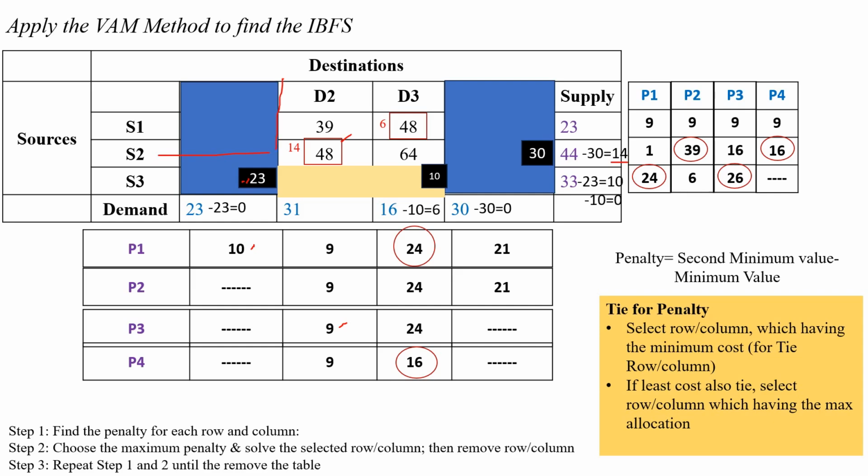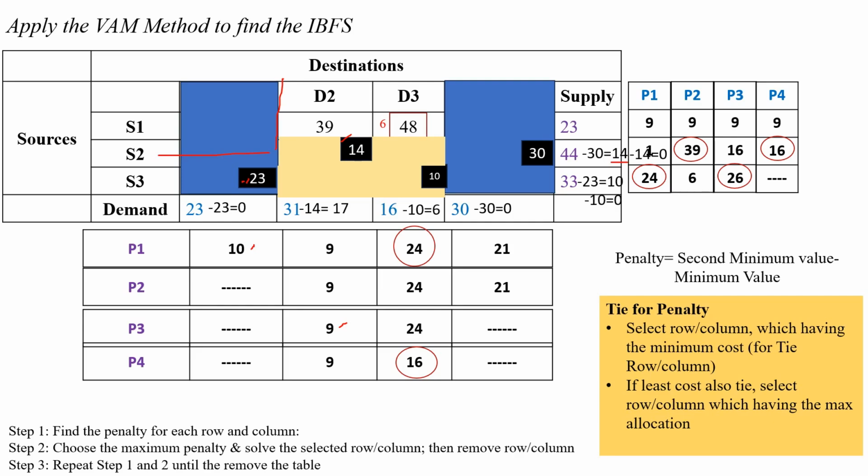So then we have to solve this cell. Here observe the supply as well as the demand. Supply is 14 and demand is 31. So allocate the minimum value, that is 14. Then we have to subtract the 14 in the supply as well as the demand. Supply will become 0 and demand will become 17. So here the S2 row is getting 0, then we have to remove the S2 row.